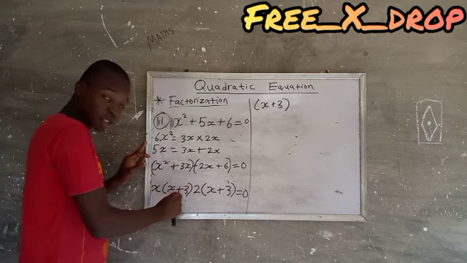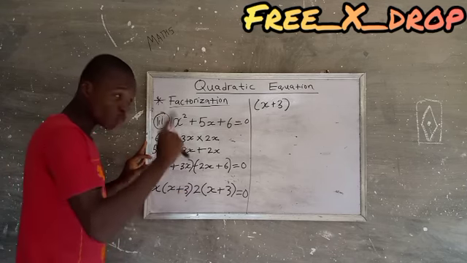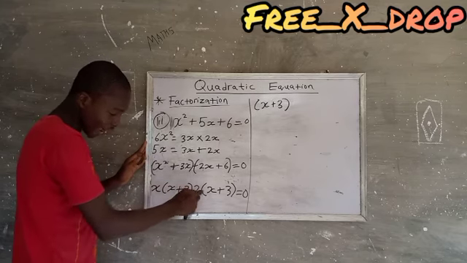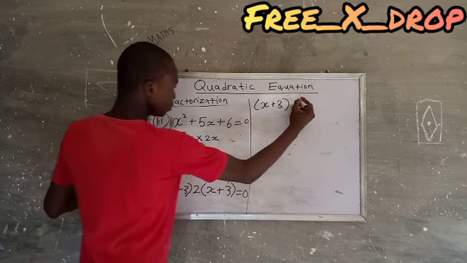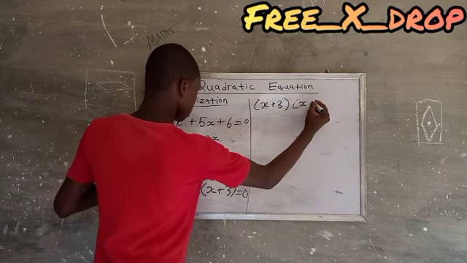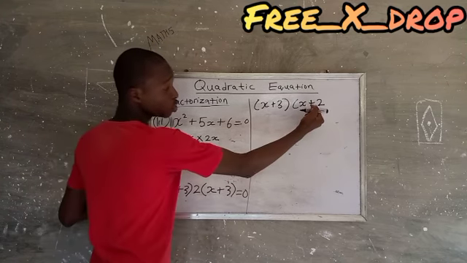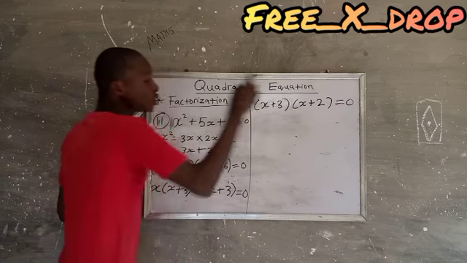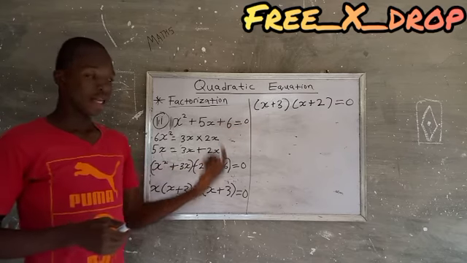Remember, we have picked one of these brackets here. You pick only one, x plus 3. Now, these two outside that you factorized, x and 2, you put them in one bracket, which is x plus 2. I told you the 2 is positive, so it's plus 2, not minus 2. Then equal to your 0. So this is where you get your final answer.